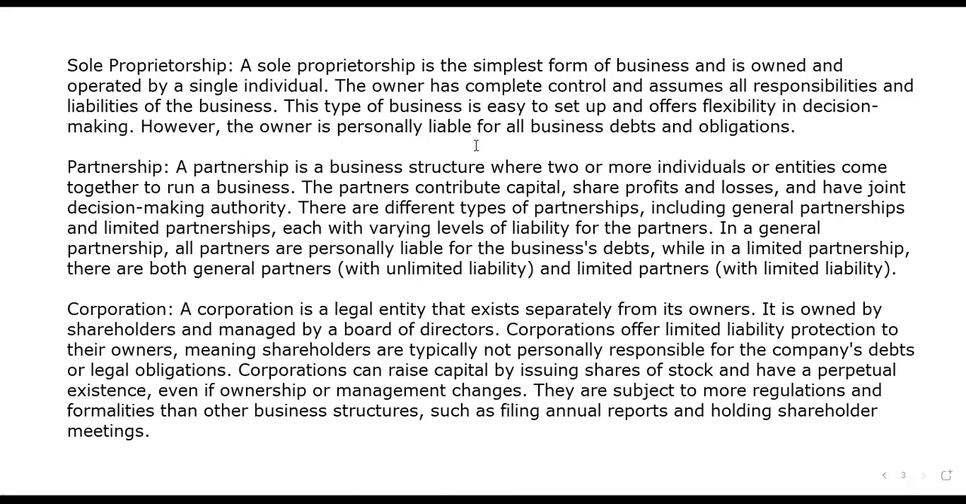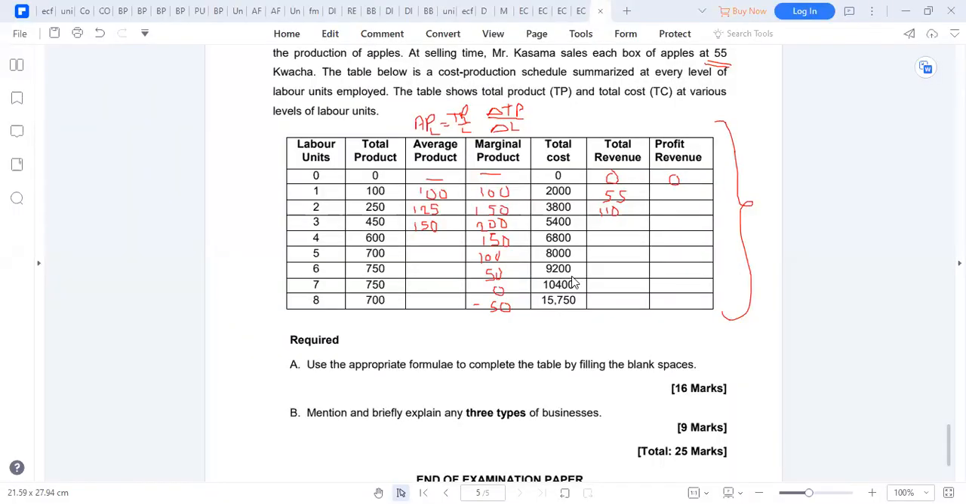A corporation is a legal entity separate from its owners. The owners in this case are called shareholders, who are managed by the board of directors. Corporation offers protection for its owners because of the separate legal entity, so the debts of the company are limited to their stock holdings. However, this is subject to regulations and formalities. So these are the different types of businesses that we have. Get your 9 marks.